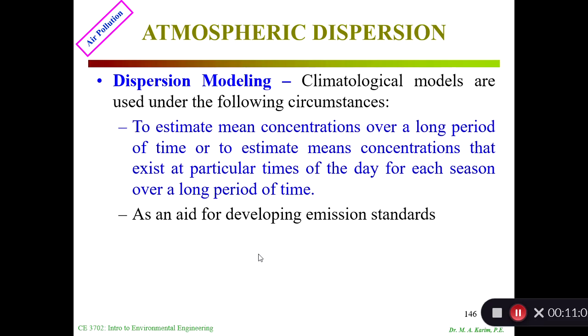The long-term or climatological models are used under the following circumstances: to estimate mean concentrations over a long period of time, or to estimate mean concentrations that exist at particular times of the day for each season over a long period of time, as an aid for developing emission standards for certain areas, certain concentrations, or certain pollutants.